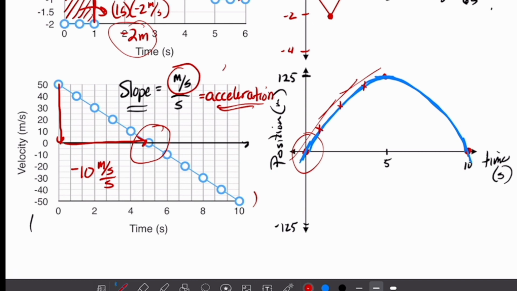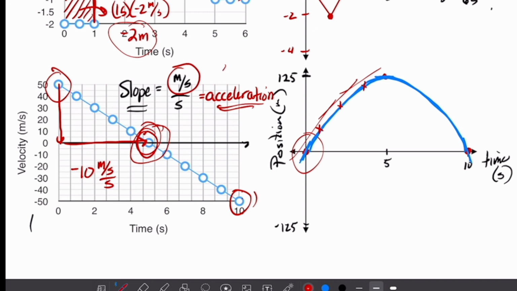For the first 5 seconds, it was slowing down. Right? Started at 50, was reduced to 0. That's this point to this point. For the next 5 seconds, it was speeding up, just in the negative direction, starting at 0 and going to 50.